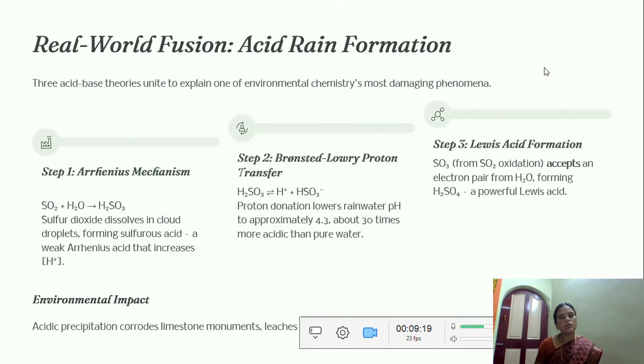So in the formation of acid rain, the three concepts can be explained easily, and the many environmental issues caused by acid rain can be prevented by creating a pollution-free environment. Hence, in this session, we have studied the basic concepts of acids and bases, and in the next session we will study each concept in detail. Thank you.